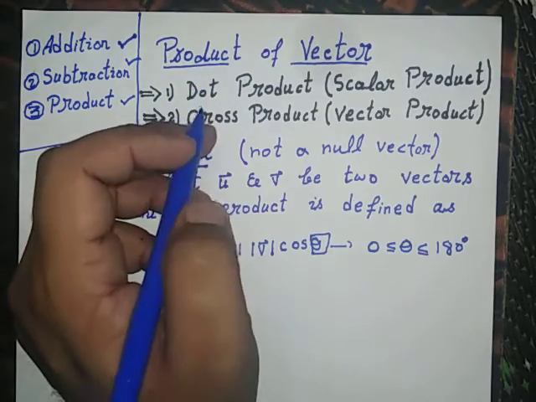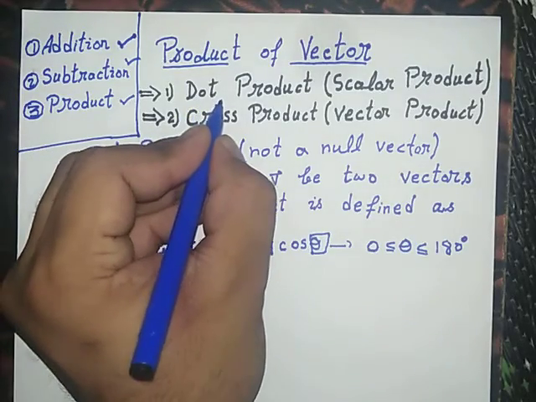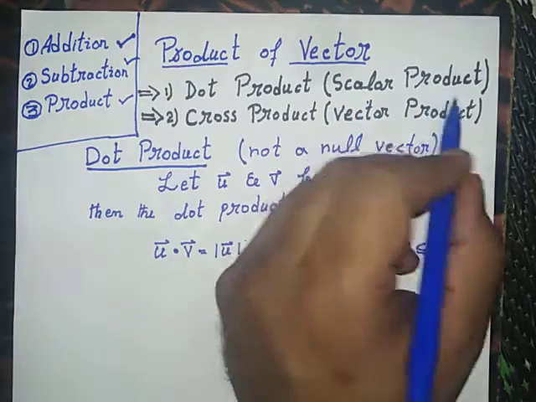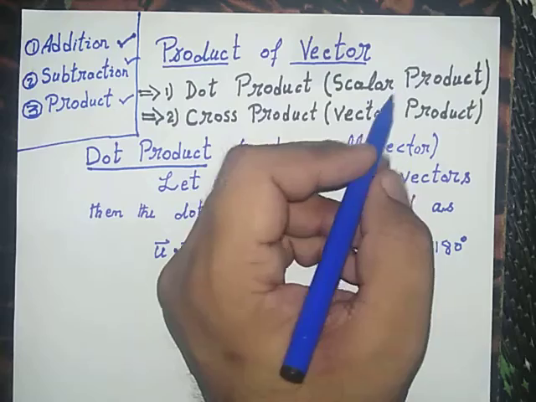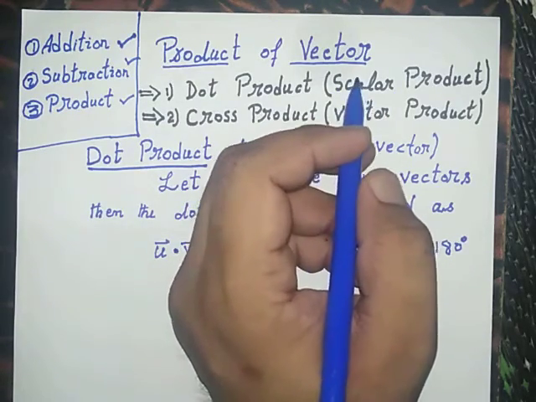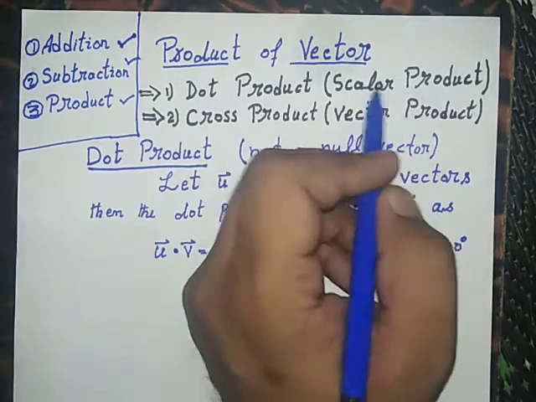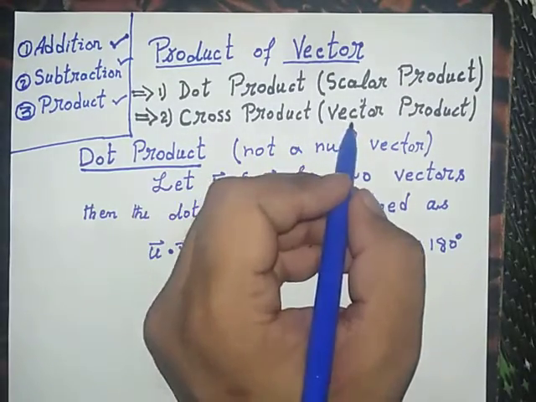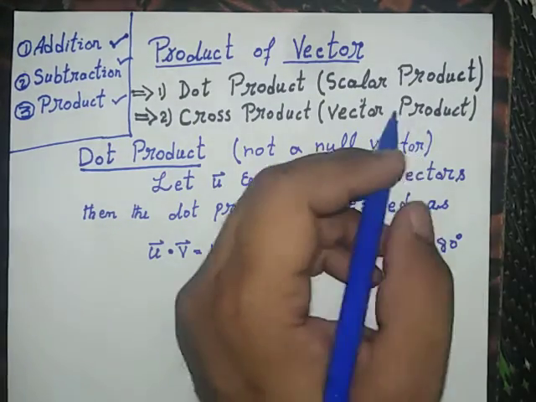There are two types of product of vectors. First is dot product. It is also known as the scalar product. Why do we call it scalar product? Because at the end it gives us a scalar quantity, so that's why we call it scalar product. Second type is cross product. It gives us a vector quantity, so that's why we call it vector product.